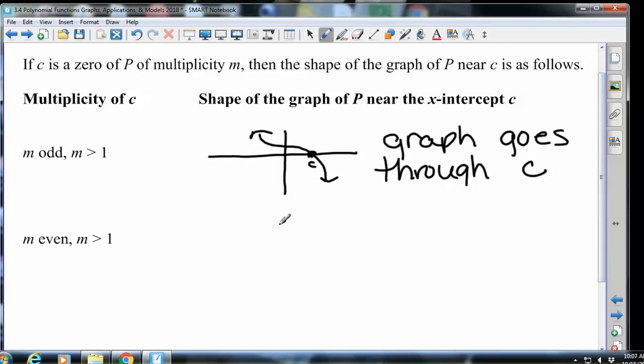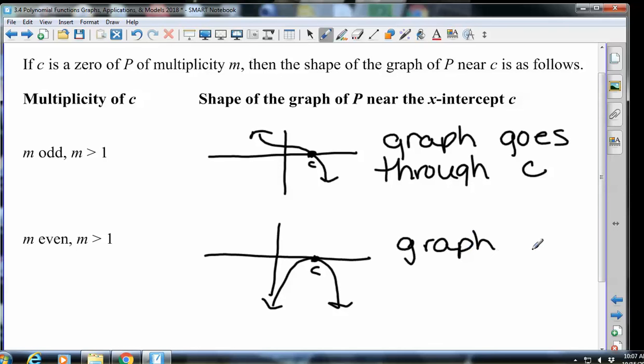But when the multiplicity is even, your graph is going to hit it and bounce off. So we'll be talking a lot about these different zeros, and I'm going to say, okay, does the graph go through or does it bounce? You have to look at the multiplicity. Odd multiplicity will always just go straight through, and even multiplicity is going to hit it and bounce off.